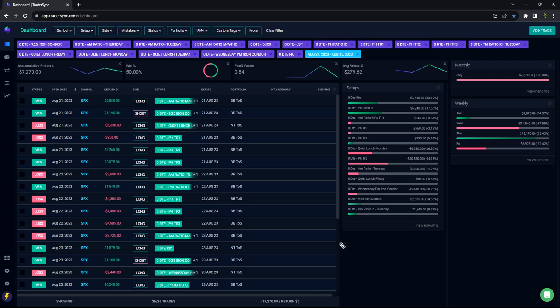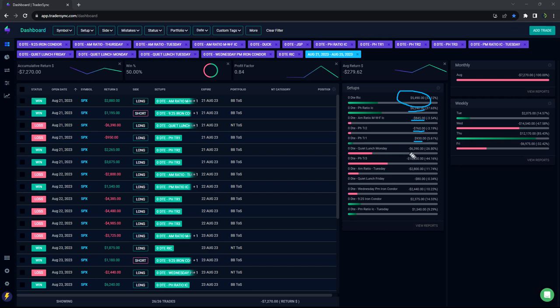If we look at the different strategies, you can see Rick still continuing to do well, undefeated in August, plus almost 5,500. Power hour ratio, plus 6,200. AM ratio, Monday, Wednesday, Friday trades, slightly down, minus 845. Power hour tranche 2, slightly red, minus 760. And tranche 1, slightly green, plus 930.